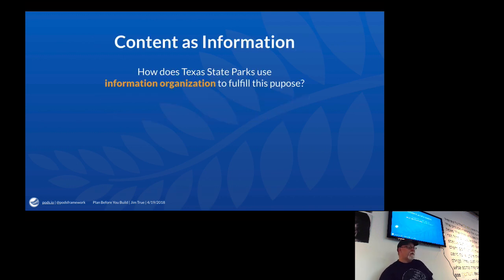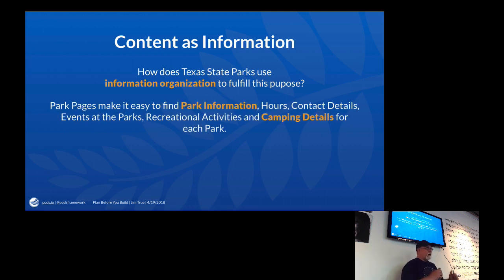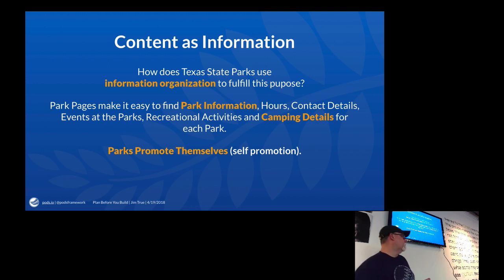How do they do it? How do they use their information organization to help them fulfill this purpose? Well, park pages have information about the park, the amenities at their campsite, recreational activities, calendar events, weather, all manner of things like that, which basically help people make decisions: yeah, I want to stay there because they've got horse riding and nature trails and stuff like that. So parks promote themselves. They don't have to hire people to always sit on the phone answering questions. They don't have to create brochures because they've got a website to keep it all together.